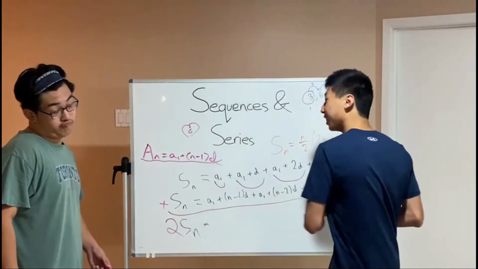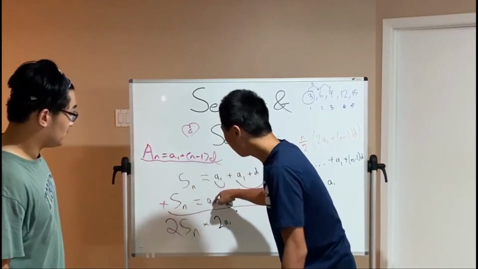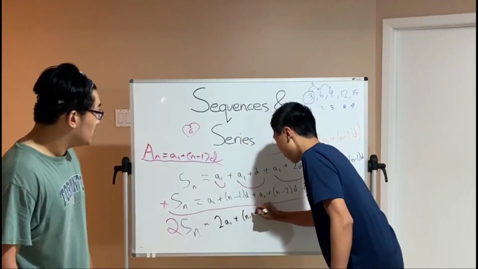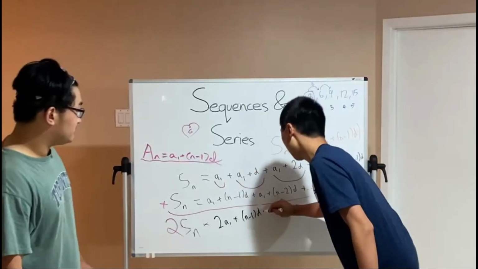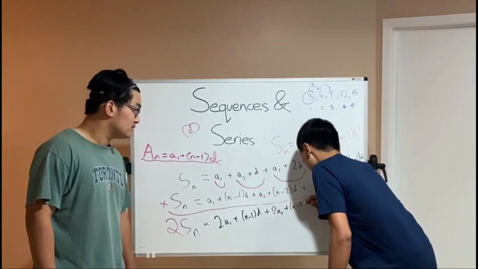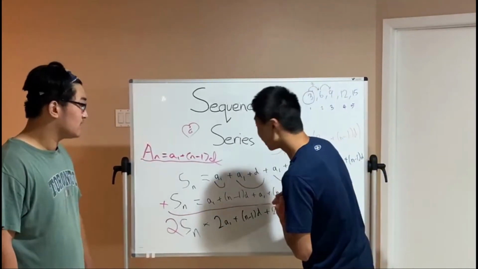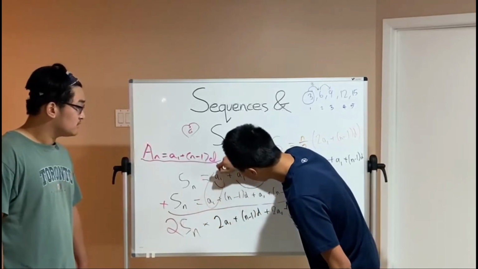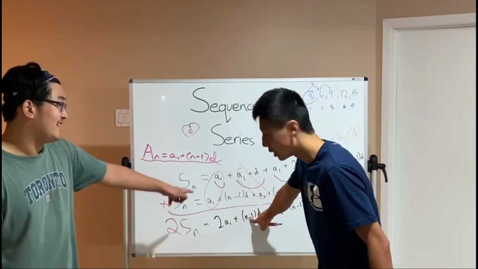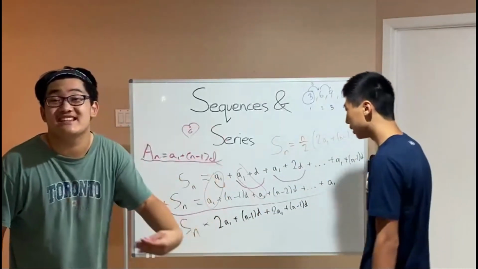So when we add these up, we get 2 of the first term plus n minus 1d, and we get 2 of the first term again plus n minus 1d. And I'll show you why this works. So you can see how there's 2 A's and the n minus 1d, the extra.